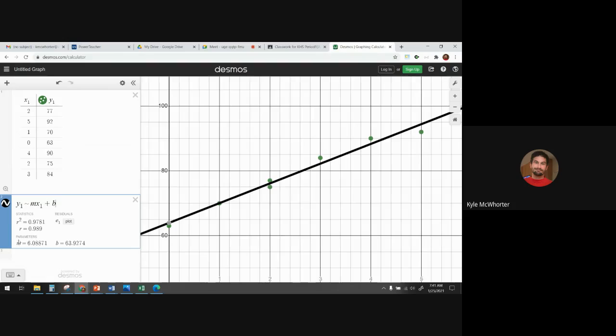If you look at the bottom, it tells us our slope is 6.08871 and our y-intercept is 63. See how very exact it is? And these numbers up here, we'll learn a little bit more about those. But basically, the closer to 1 these numbers are, the better the line of fit fits the data. So this is really close to 1, so it's a really good fit.